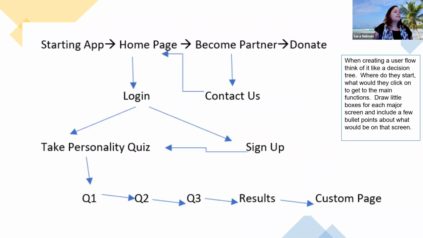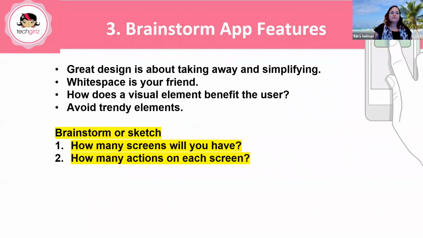Once you figure out what the user flow is going to look like, the next step is talking about brainstorming app features. So really thinking more about design and what that might look like. Going back to wireframes and what that might look like on an iPhone or a tablet or a computer. Thinking about avoiding trendy elements.